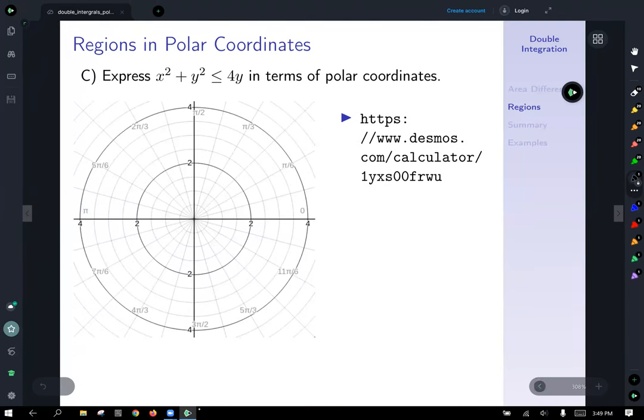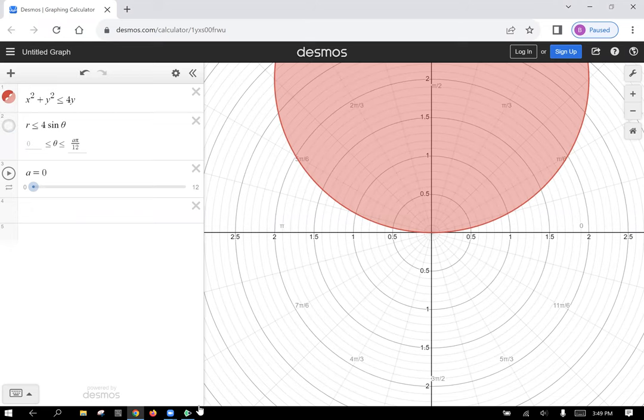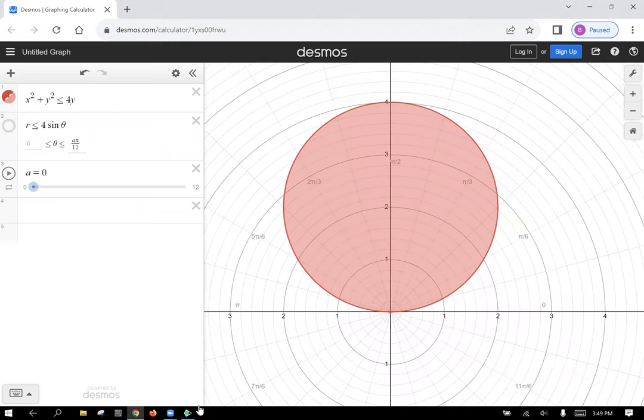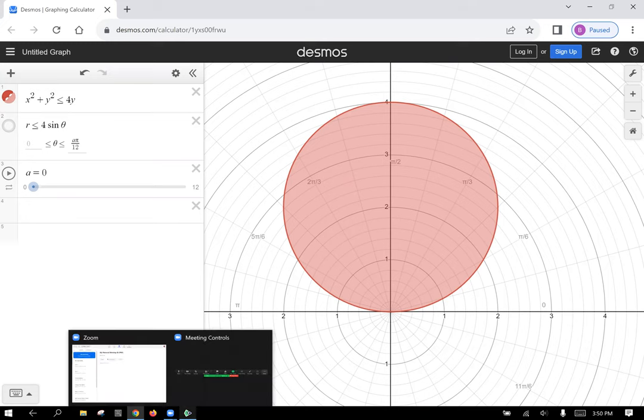All right, let's do another one. We've got x squared plus y squared is less than or equal to 4y. And once again, we're just going to start by graphing what we're given in a calculator. Let's zoom out just a little bit. Okay, so there we are in red. We've got our rectangular coordinate thing. It looks like we've got a circle centered at (0, 2) and radius 2, and that's what that looks like. So how are we going to express this in polar coordinates? Well, let's head back to our slides and see if we can figure that out.